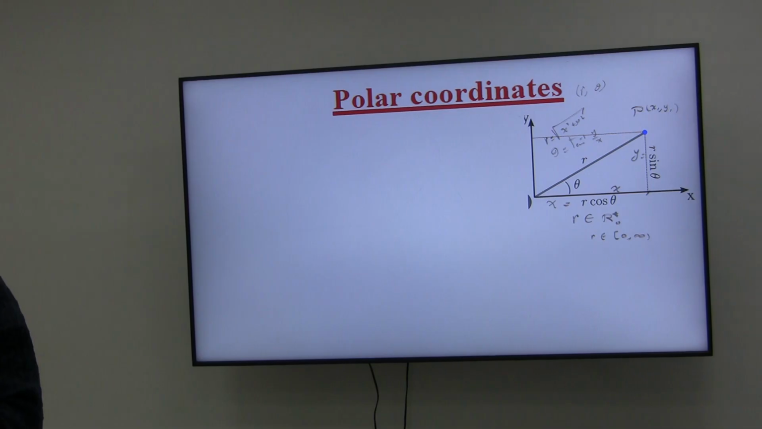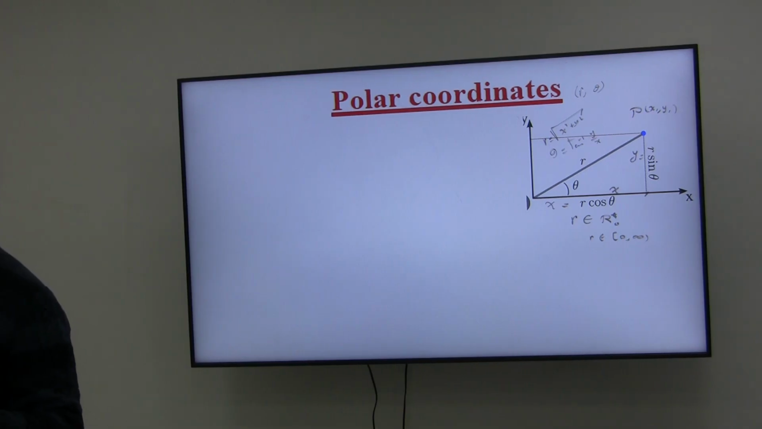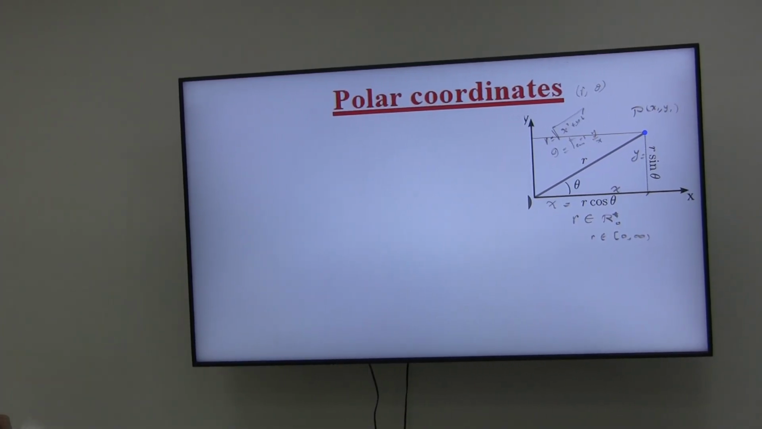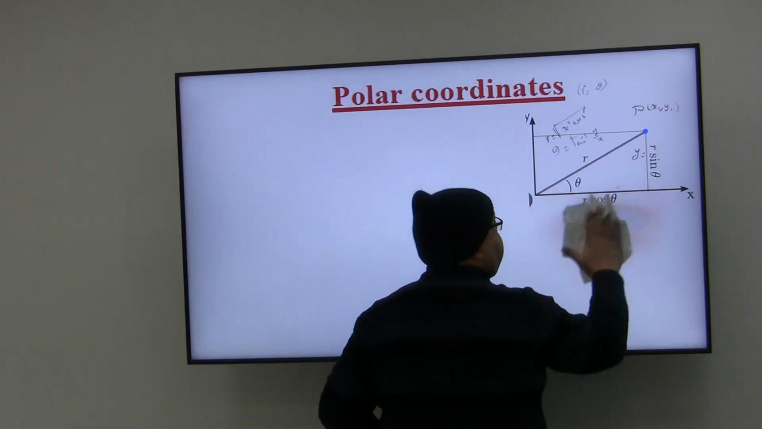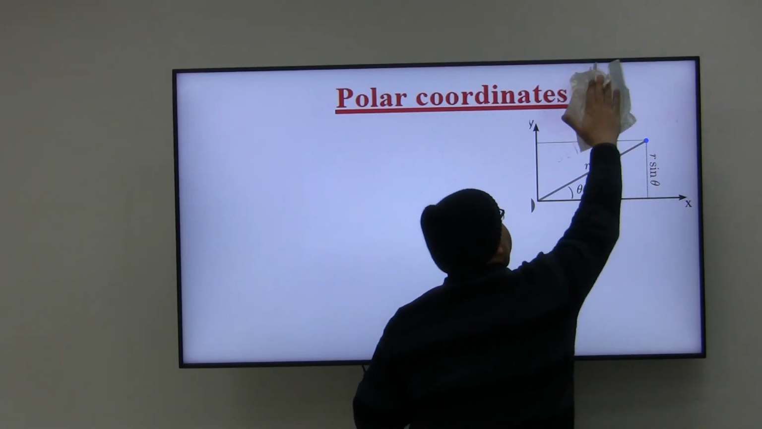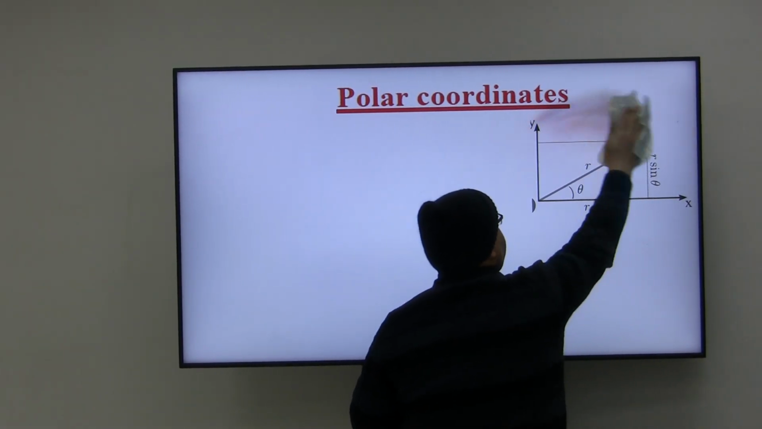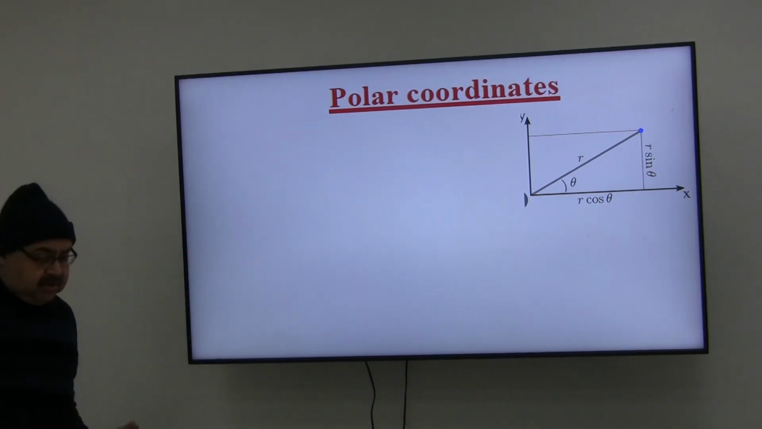So if I have the Cartesian coordinates, I can easily move to polar coordinates. And if I have a point in polar coordinates, I can also get back to the Cartesian very easily, as you will see, using these relations, as we will see in the coming slides. So, as you can see, it's very, very simple.